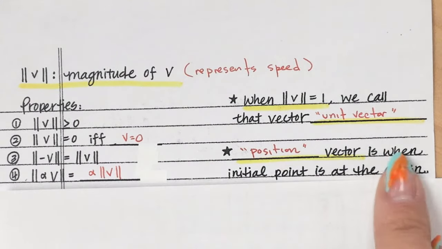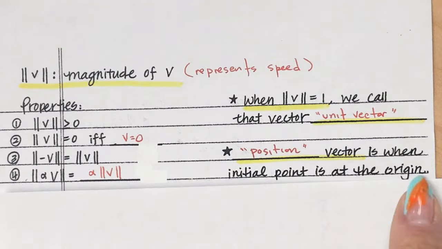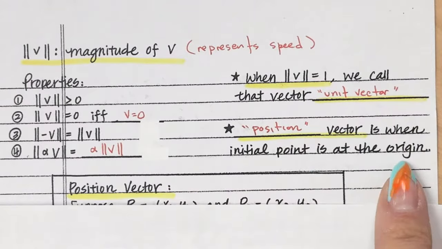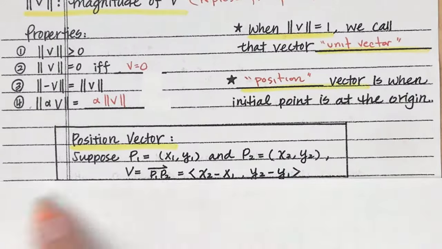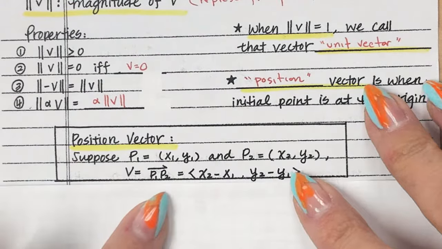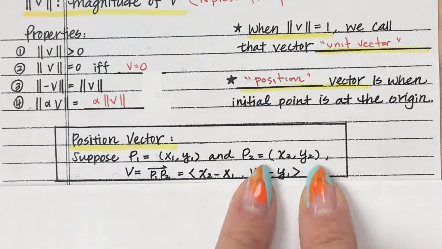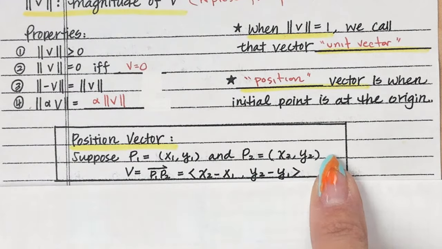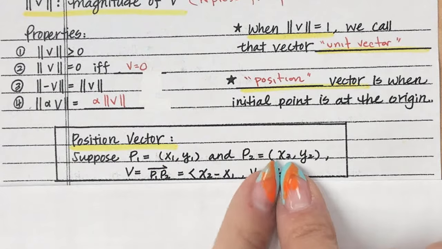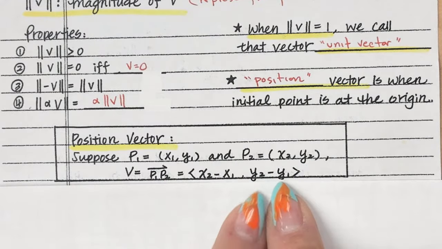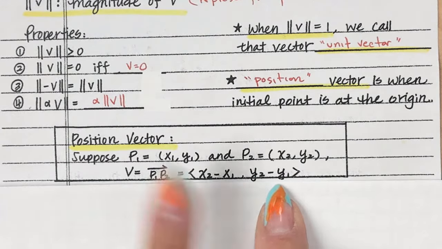The position of a vector is when the initial point is at the origin. Then we can calculate the position of a vector. But the beginning of it, like P right here, would have to be at the origin, okay? The position vector, we can go ahead and write this way. Let's say there's a point and there's another point. So this is the beginning point and this is the end point, the initial point and the terminal point. What we can do is subtract the end minus the beginning, and then it gives us this position vector.